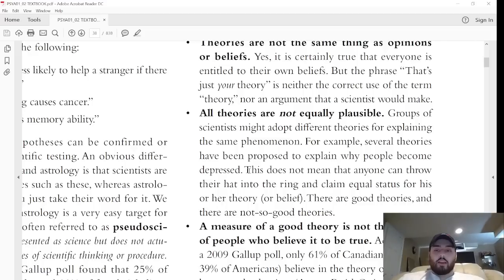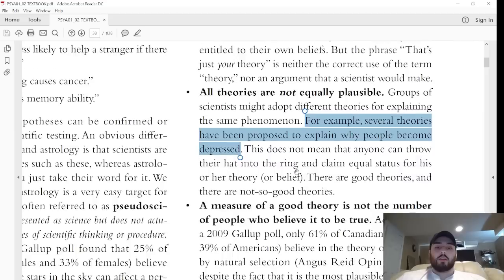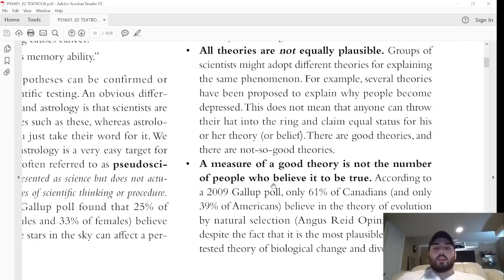So aside from the text, there are several theories for why people become depressed, right? But because everybody is different and everybody may have a different sociocultural situation or biological situation, we can't really pinpoint one factor for why people become depressed, and that is why it's a very ambiguous category for doctors and scientists to speak on and diagnose. So a measure of a good theory is not the number of people who believe it to be true.